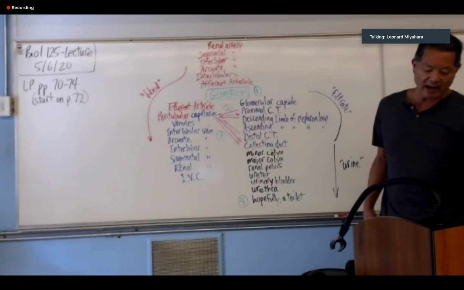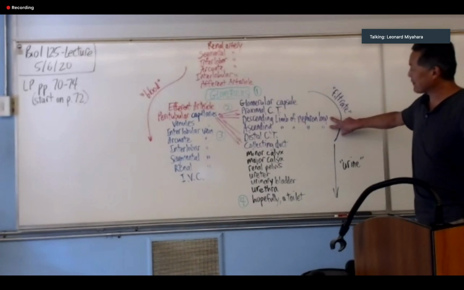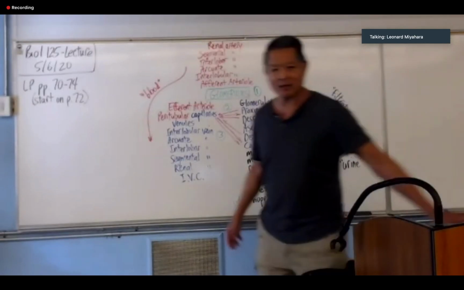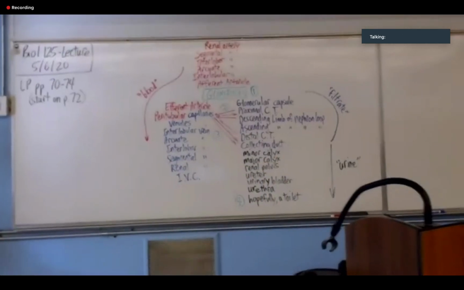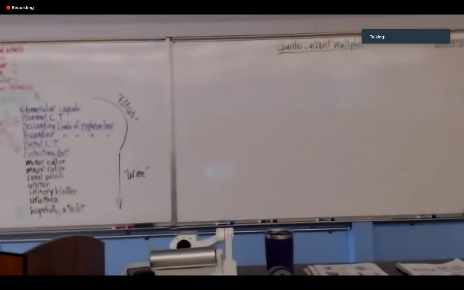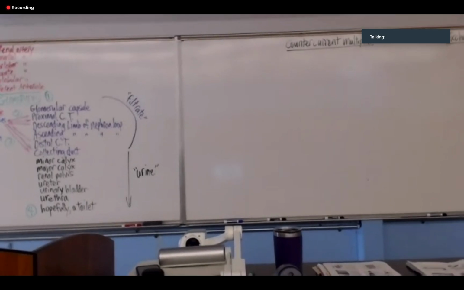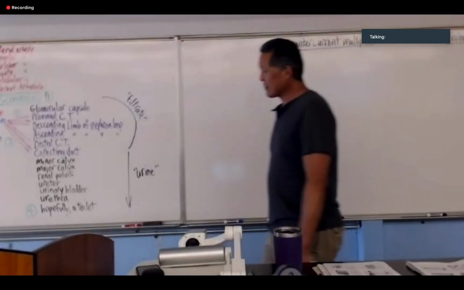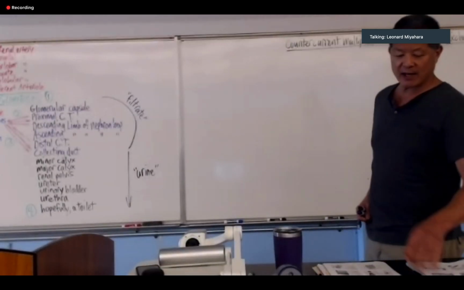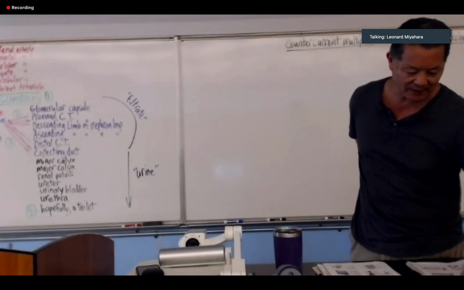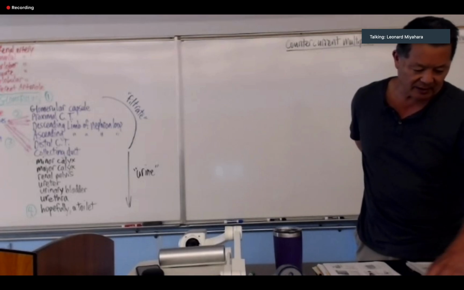And this is why we have to look at the loop of Henle, or the nephron loop, and separate out the descending and ascending limbs. So let's move this over here now. And if you have your lecture packets out, I was on the whiteboard, page 70 to 74, and you wanted to start on page 72 because that was a review of the nephron.